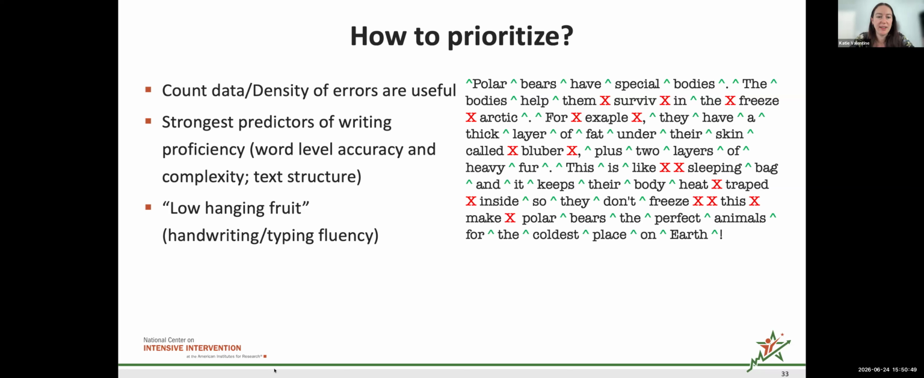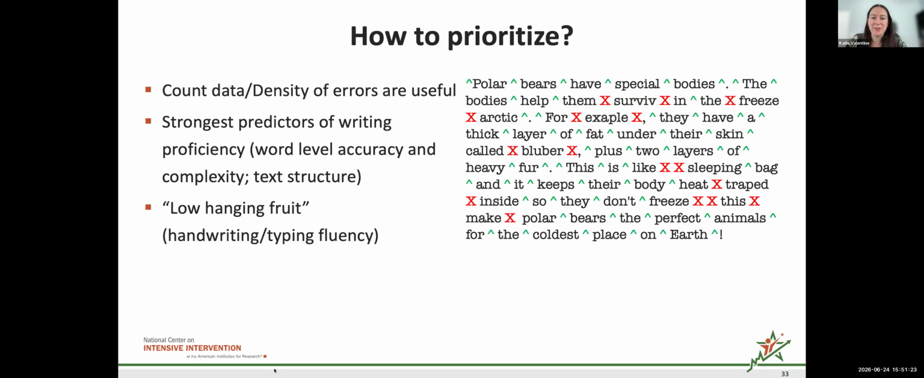So looking at that count data or that density of errors might point you in a direction of where you want to start with that student. I also encourage you to look for the pieces that we know the research backs are the strongest predictors of writing proficiency. So for students in elementary school, those tend to be the students' word level accuracy, so their spelling and the complexity of the words that they're using, and that text structure piece. So again, if you're wondering where do I start, those are important places to go.